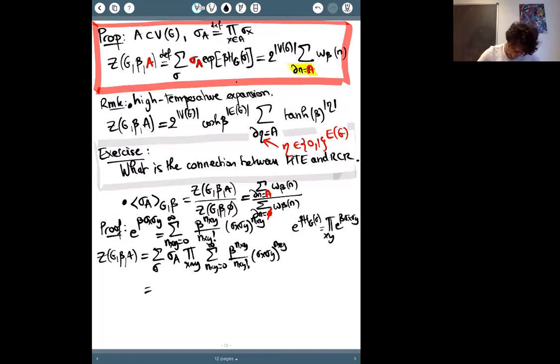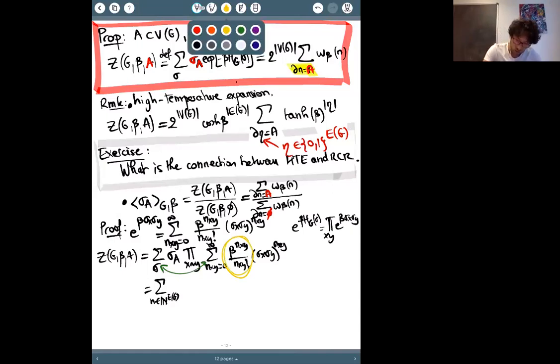Now this thing, I can exchange these two sums here, and I end up with what? I end up with a sum over currents. There are terms that do not depend on sigma, which are these terms. So when I exchange the two sums, I can remove them from the sum over sigma that is yet to come. And what I end up with is exactly W beta of n.